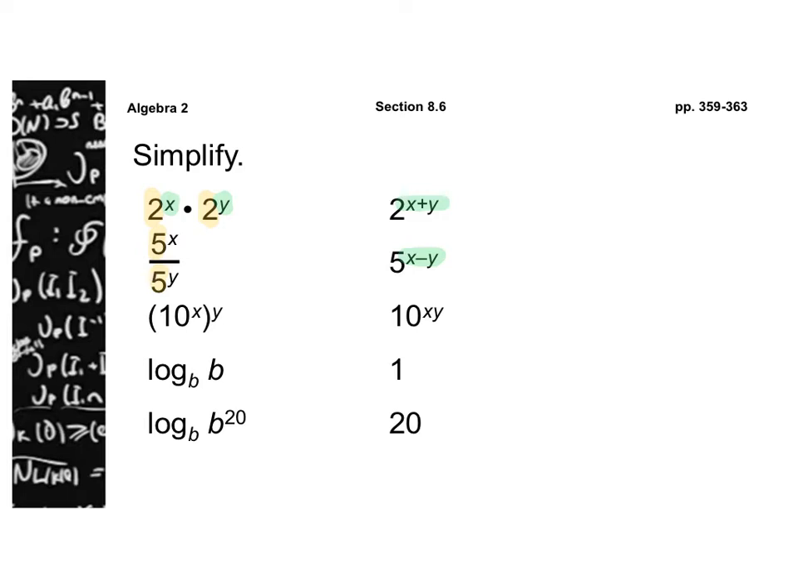If you raise a base to a power and then all of that to a power, then it becomes the base, and the two powers are multiplied together. So it's 10 to the x times y.